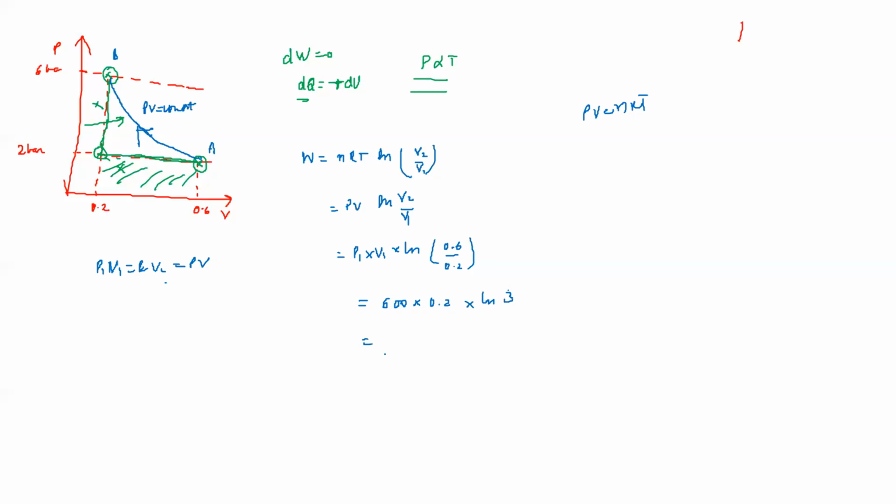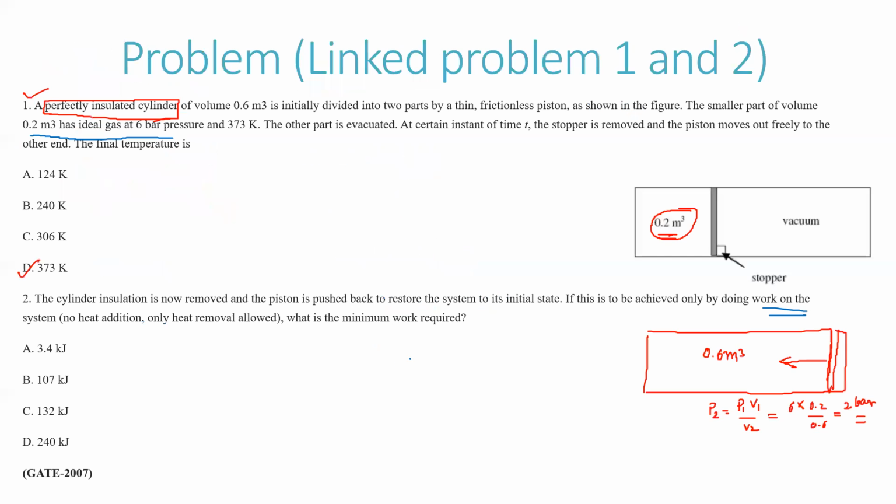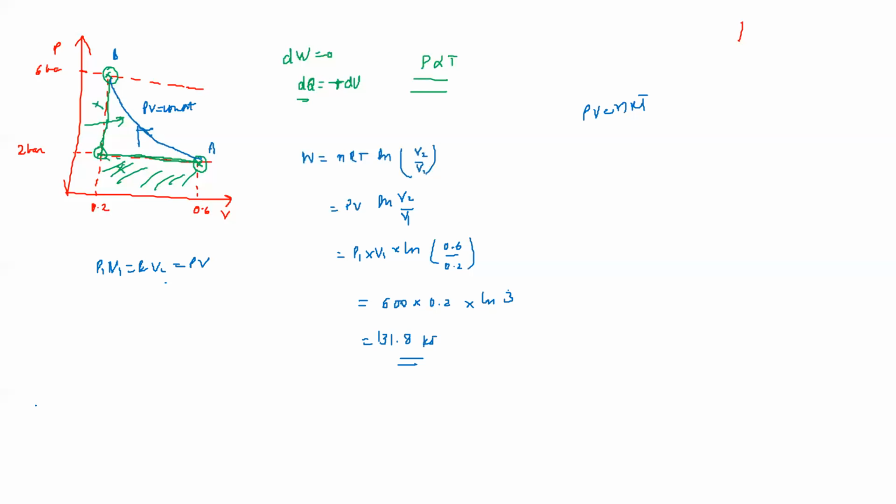Okay, so this comes out to be 131.8, around that. So 132 kilojoules is going to be the correct option. Okay, so hope you could understand how to solve this problem.